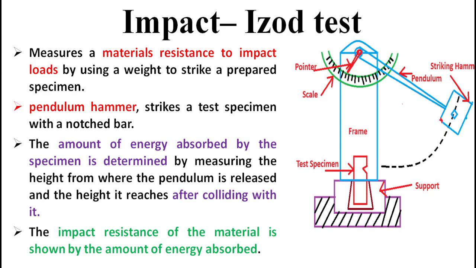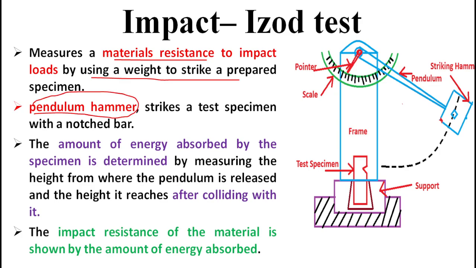The Izod test is one type of impact test. This impact test measures a material's resistance to impact loads. The main purpose is to measure a material's resistance to impact loads by using a weight to strike a prepared specimen. The weight used is a pendulum hammer.